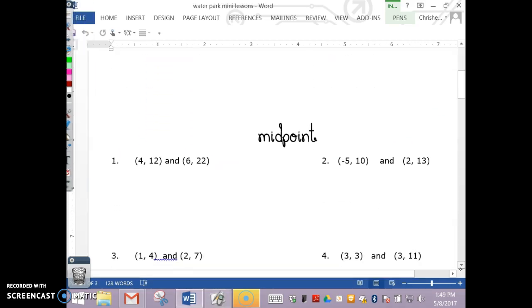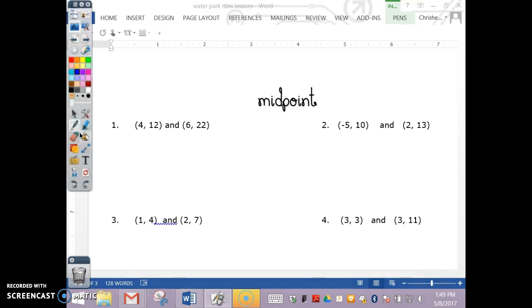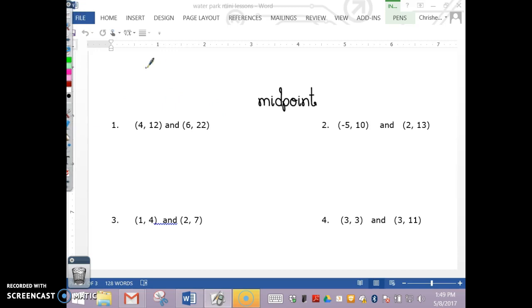Okay, the next thing was midpoint. To find the midpoint, we're actually finding the middle point. It's just what it sounds like, midpoint, middle point. So we take the x's and we add them together and divide it by 2, because we're finding the halfway point. And we take the y's and add them together and divide by 2. Your answer is going to be an ordered pair.